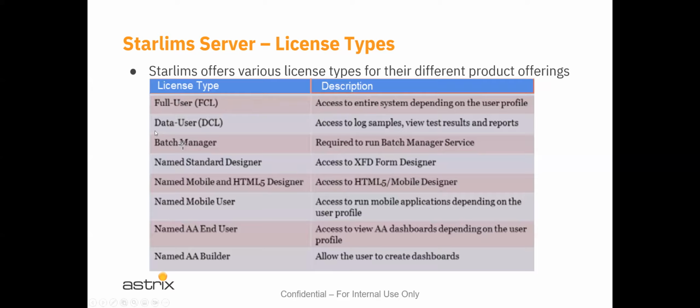In some instances, we'll be using what's called a DCL, a data user license. And the data user license has to do mostly with third-party applications or instruments that need to access the STARLIMS system to do bidirectional processing of data. So some instruments send data to STARLIMS. STARLIMS needs to be waiting for it, and that connection requires a license. And so that's what we'd use a data user license for.